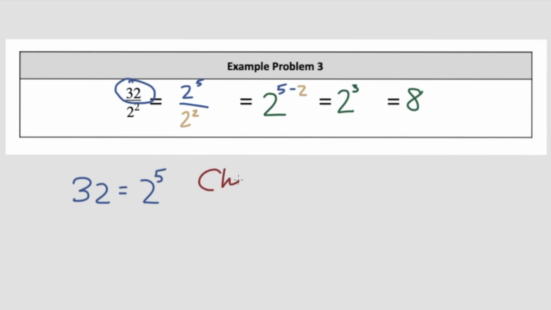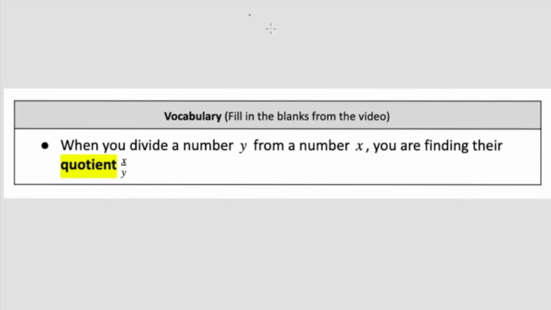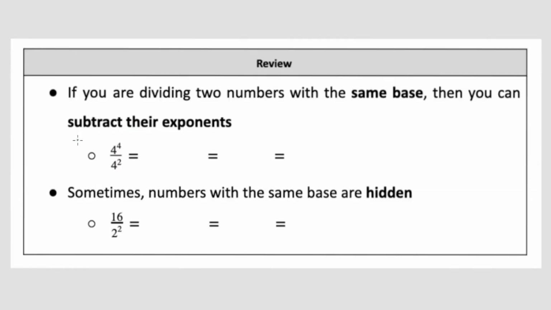So let's double check to make sure we're on the same page. I noticed that 32 is 32. But I also notice that 2 to the power 2 is equal to 4. So that's why I have 32 over 2 to the power 2, which is equal to 32 over 4, which is equal to 8. We're almost done. When you divide a number y from a number x, you are finding their quotient, x over y. So that's why we have something called the quotient rule.